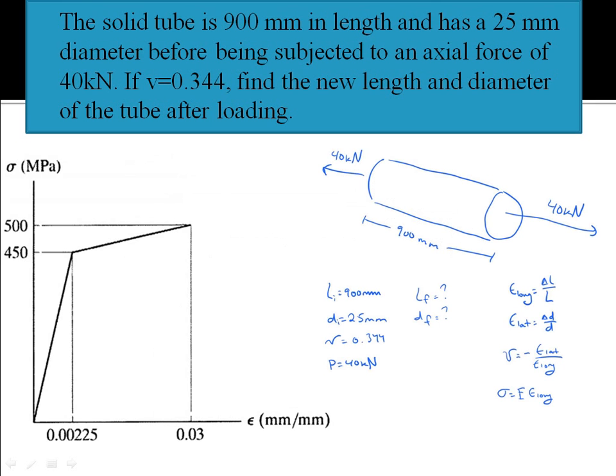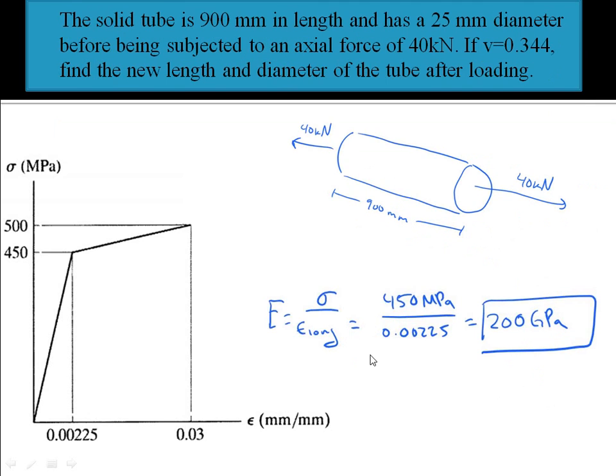Alright, so here I started out by writing down all the things we know. We know the initial length, initial diameter, Poisson's ratio, the force, and we're looking for the final length and the final diameter. And all of the equations that we know are along right here: strain longitude, strain latitude, Poisson's ratio, and normal stress.